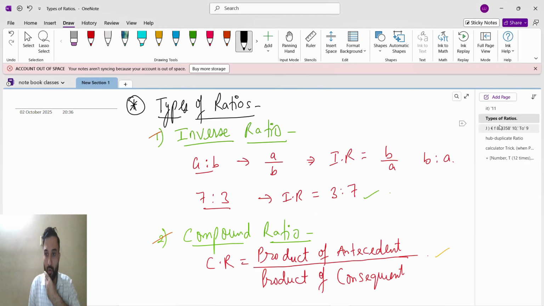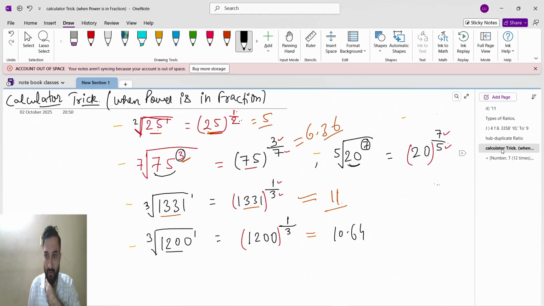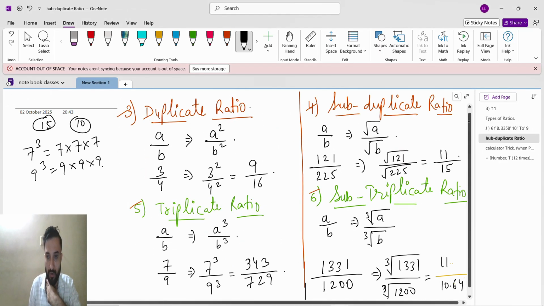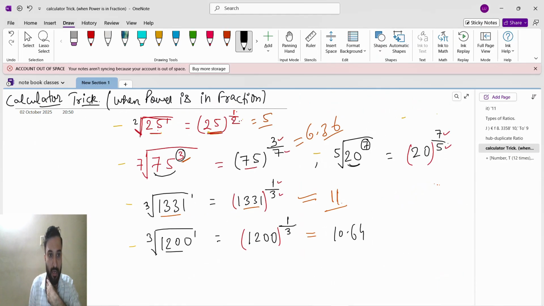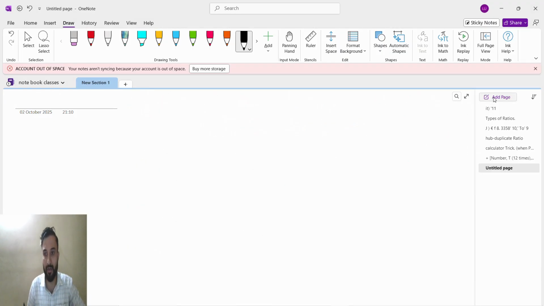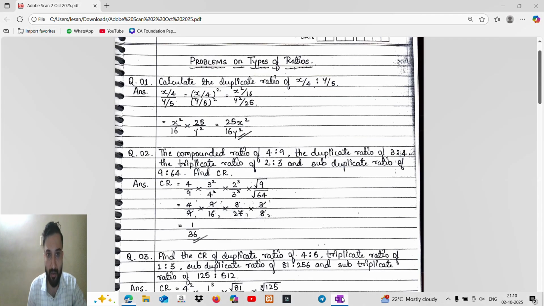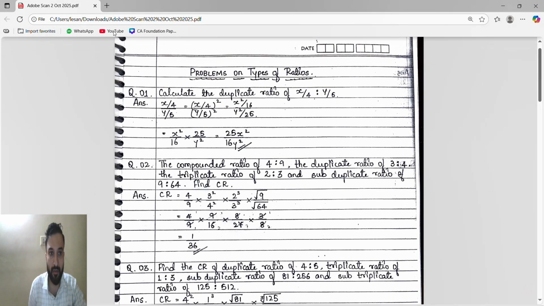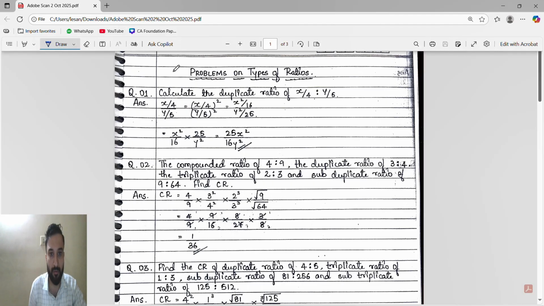So you get to know how to write the step-by-step notes. Right after this, this whole thing you have to write. Then after that you have to write this calculator trick. When power is in fraction, write on this. Try to solve and write the answer for this also. After this, you have to write these calculator tricks. Then the next heading you have to write is problems on types of ratios.